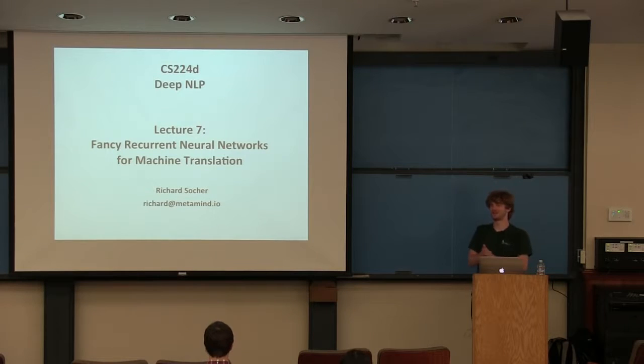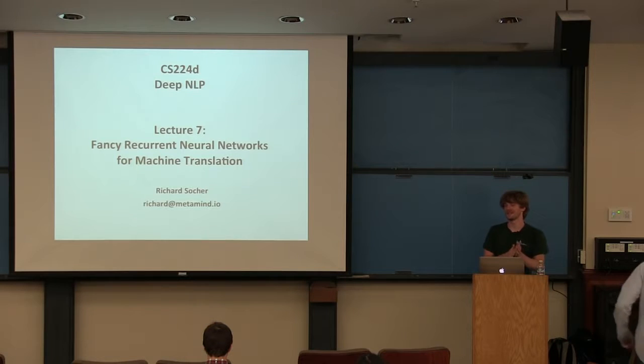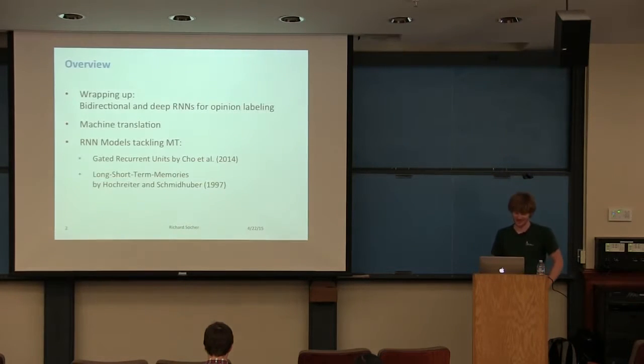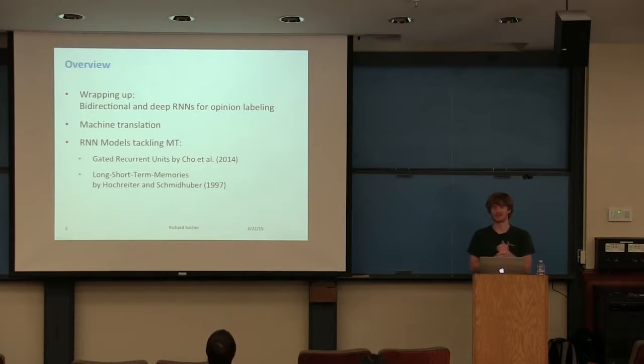Welcome to Lecture 7. We're sort of at the midway point of the lecture, and to celebrate that, we'll talk about some fancy recurrent neural networks now for one of the hardest tasks in NLP, namely machine translation. So first we'll wrap up briefly in 3 or 4 slides the bidirectional and deep standard recurrent neural networks for opinion labeling. And then we'll start and give a ridiculously short introduction on machine translation and sort of traditional, currently used machine translation systems.